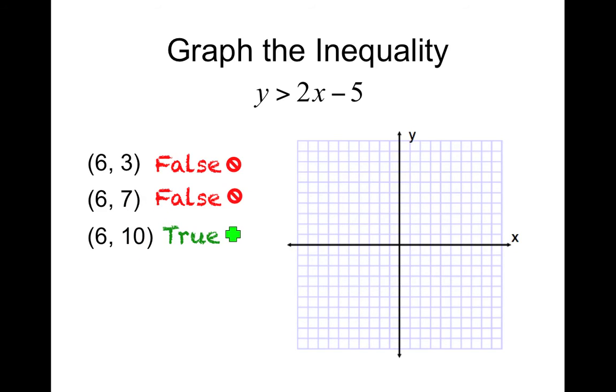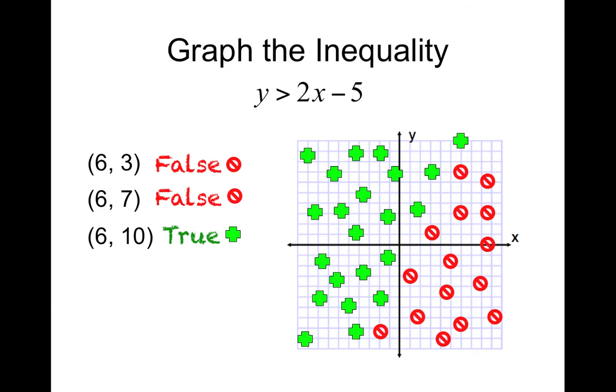So our graph should reflect the fact that 2 of these points are false and 1 of them is true. (6, 3) and (6, 7) do not make the inequality true, but (6, 10) does. So we could hunt and peck and find a whole bunch of points that make our statement false, and also find a whole bunch of points that make our statement true. And this is kind of a picture of which points on the plane make it true and which points don't.